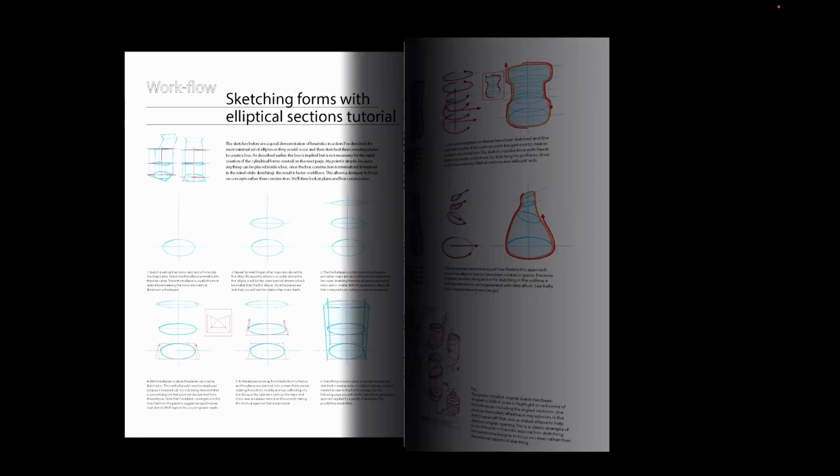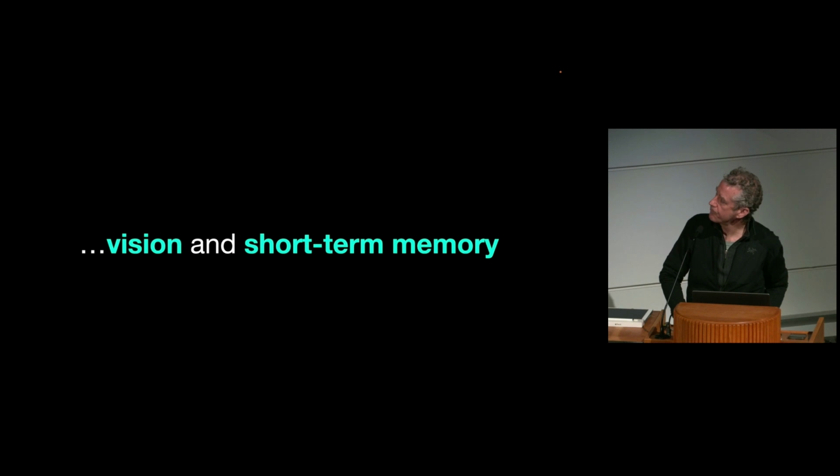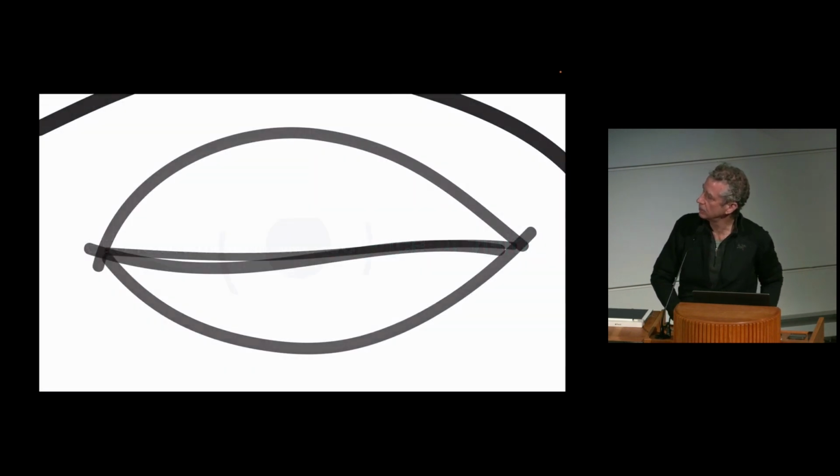Just more examples of trying to make sketching as physical as possible. So, to these critical bottlenecks, which are vision and short-term memory, I just want to look a little bit at vision, and then I think I'm going to end up having to wrap up.